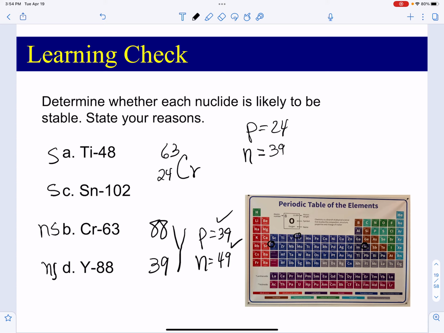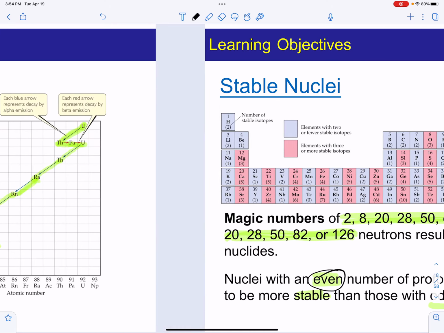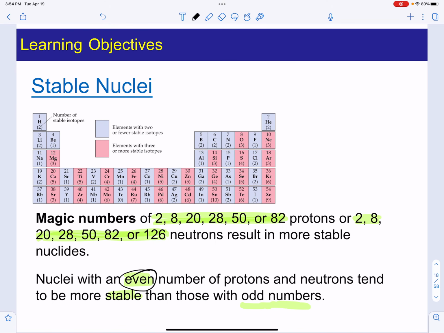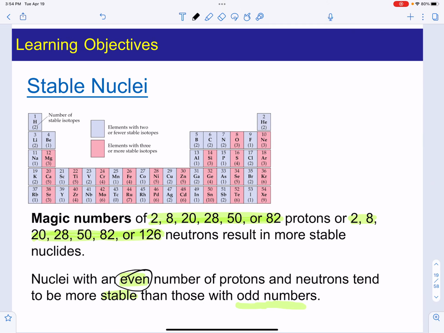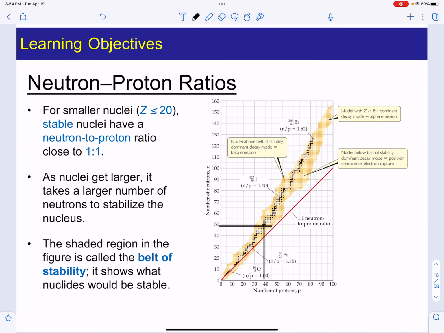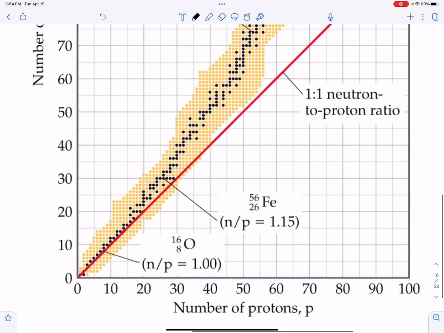So let's try another one on the belt of stability. Let's try the chromium, 24 and 63. Sorry, not 24 and 63. 24 and 39, protons and neutrons. 24 protons, 39 neutrons. So let's see. 24 protons will be around here somewhere.